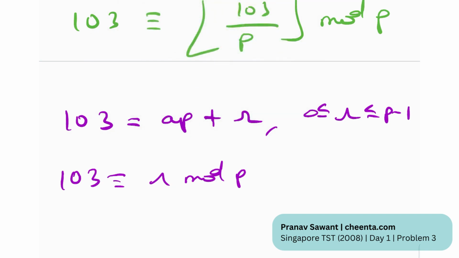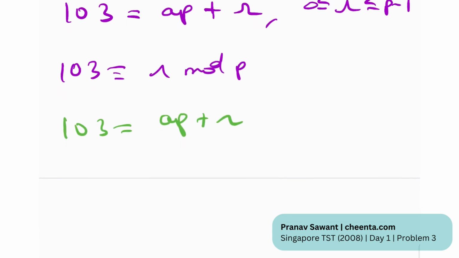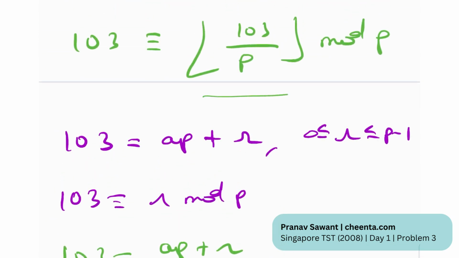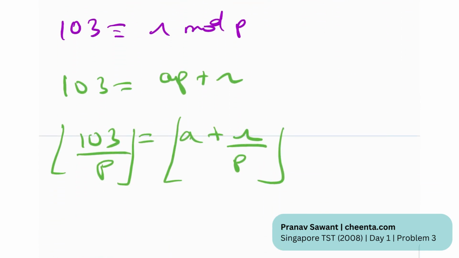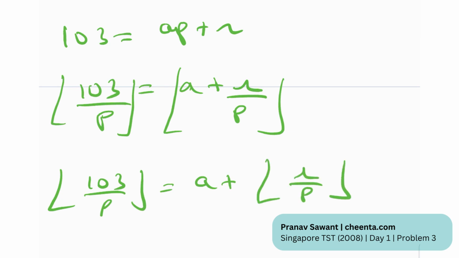Now because I have 103 is equal to AP plus R, I can really divide by P on both sides. So I'll get 103 by P is equal to A plus R over P. And let me just take the floor on both sides. And really why I'm doing this, because we have this floor of 103 by P on one of the sides over here. So just try to generate some terms similar to that. Now A is an integer. So floor of 103 by P can just be written as A plus the floor of R over P. We know that from the properties of the greatest integer function.